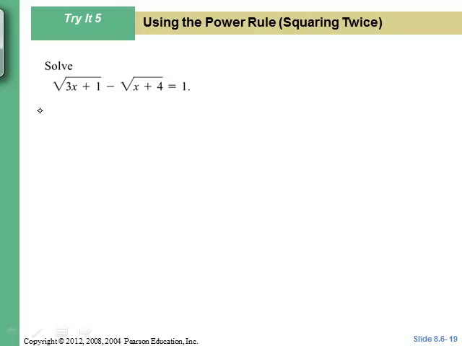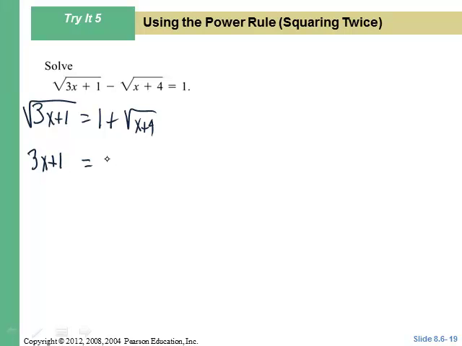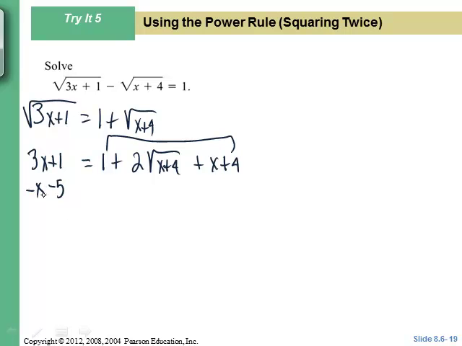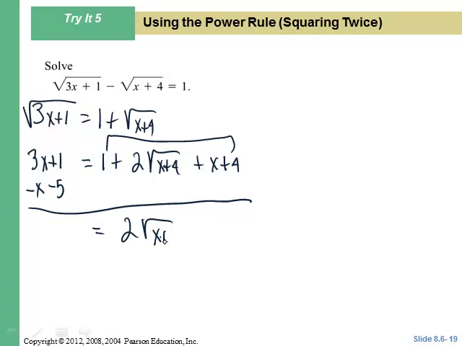So the first thing we're going to do is get root of 3x plus 1 equals 1 plus square root x plus 4. Square both sides. 3x plus 1 equals 1 plus 2 root x plus 4 plus x plus 4. This is 5, so subtract 5 from each side. Subtract x from each side, and you get 2 root x plus 4 equals 2x minus 4.